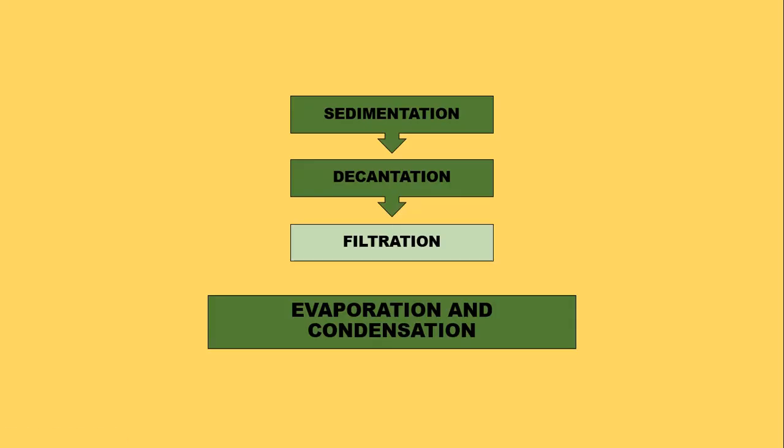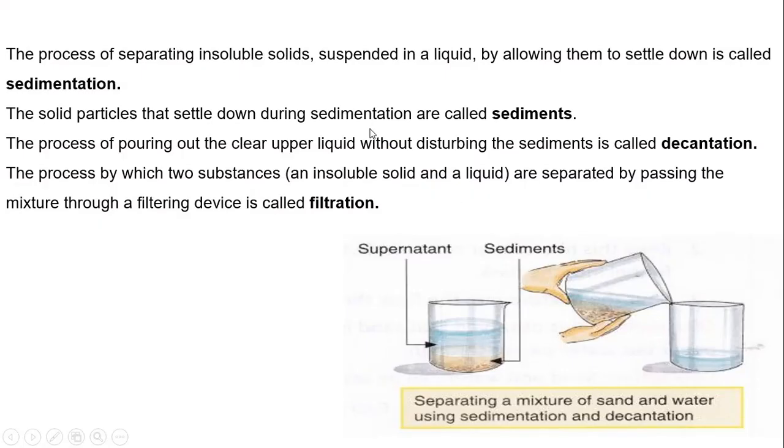So we will discuss sedimentation, decantation, filtration, evaporation and condensation. First, sedimentation. First is the definition. The process of separating insoluble solids suspended in a liquid by allowing them to settle down is called sedimentation. So here the solid gets settled down. This process is known as sedimentation.